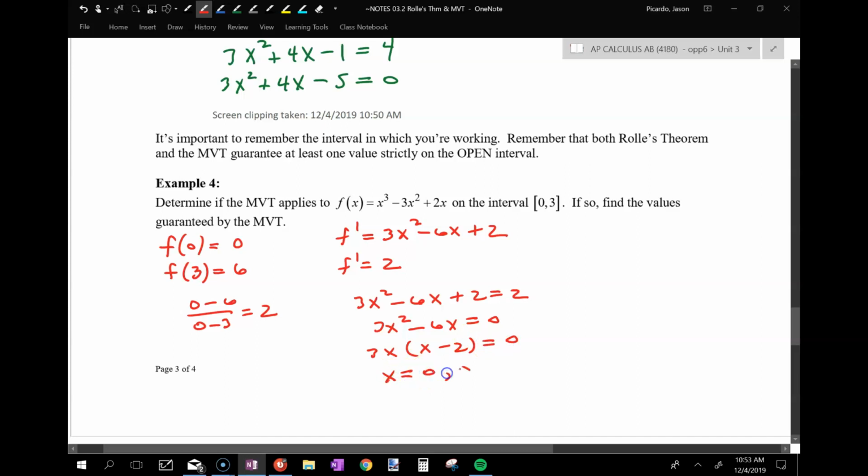And I get x equals 0 and x equals 2. And this is where Weeks says we have to get rid of that 0, because that 0 can't happen.